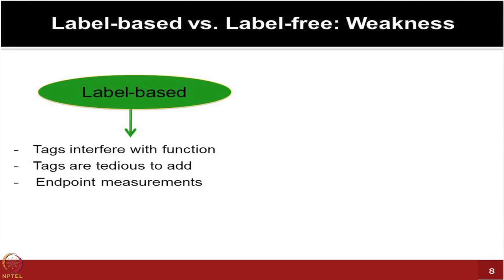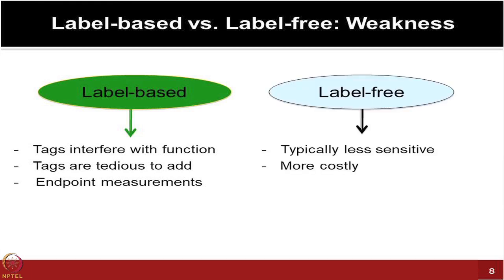So label based, because of the tags, might interfere with the function. You may have certain kinds of issues which can give you artifacts, and this is an endpoint measurement because you are not having control on how the assay progresses. Label free technology has a lot of advantages, but they are still very specialized. Many of them are not available in many labs. You will not find those biosensors available everywhere.